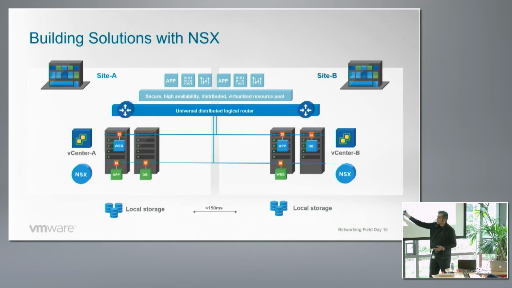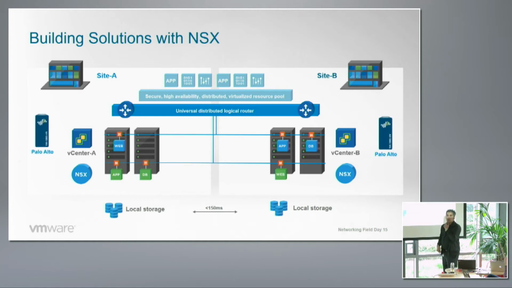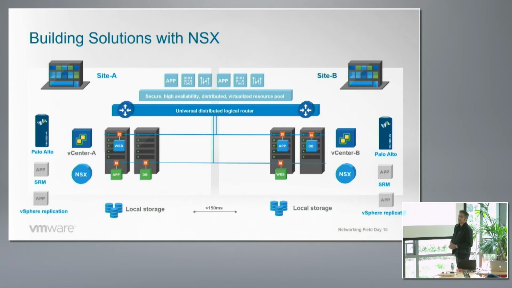You have consistent networking and security, but let's say you need application level security. You can deploy Palo Alto at both sites, right? Then you can deploy SRM for disaster recovery. Now, for your VMware VM storage replication, you can deploy vSphere replication, right? So you can see we're building out this entire solution.